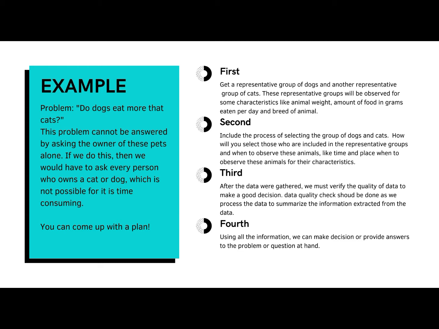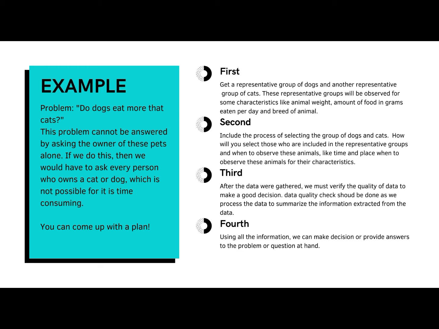Since we cannot ask all the owners of these cats, we can get a representative group of dogs and another representative group of cats. These representative groups will be observed for some characteristics like animal weight, amount of food in grams eaten per day, and breed of animal. Next, we have to come up with the process of selecting the group of dogs and cats. How are we going to select those who are included in the representative groups and when to observe these animals, like time and place when to observe these animals for their characteristics?